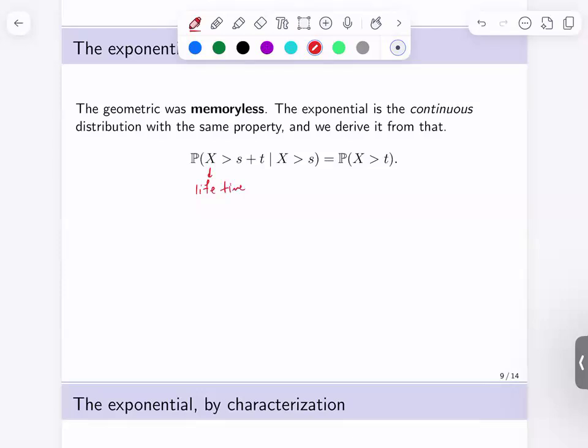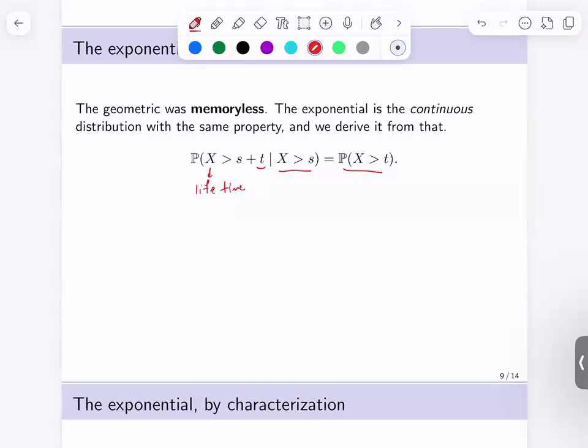And you know that something has been alive for time up to s. What is the chance that it will be alive t more units of time? The probability of that is the same as just that thing living for t units of time. The fact that it has lived up to this point matters, for example, people are not memoryless.